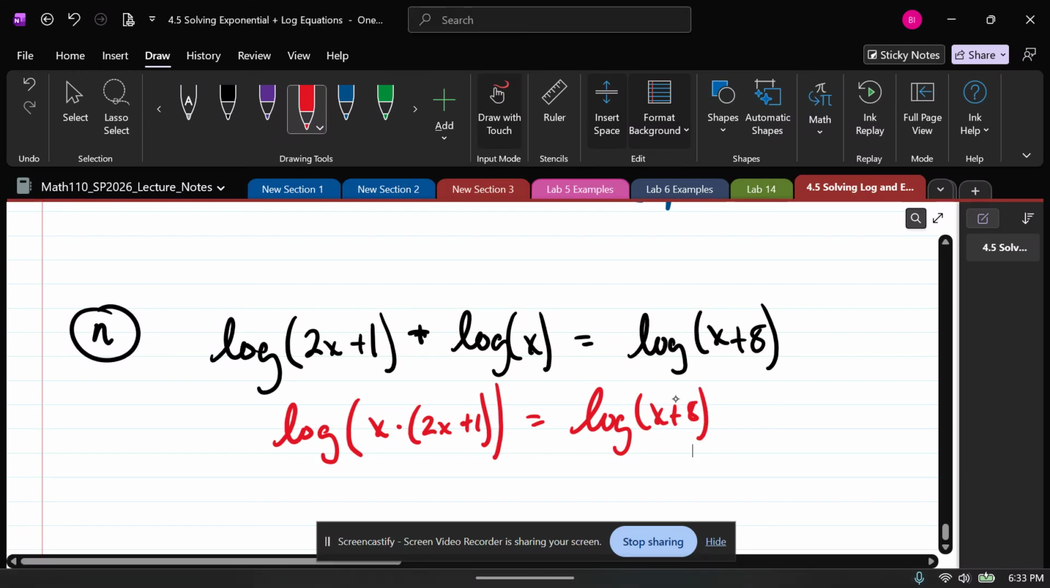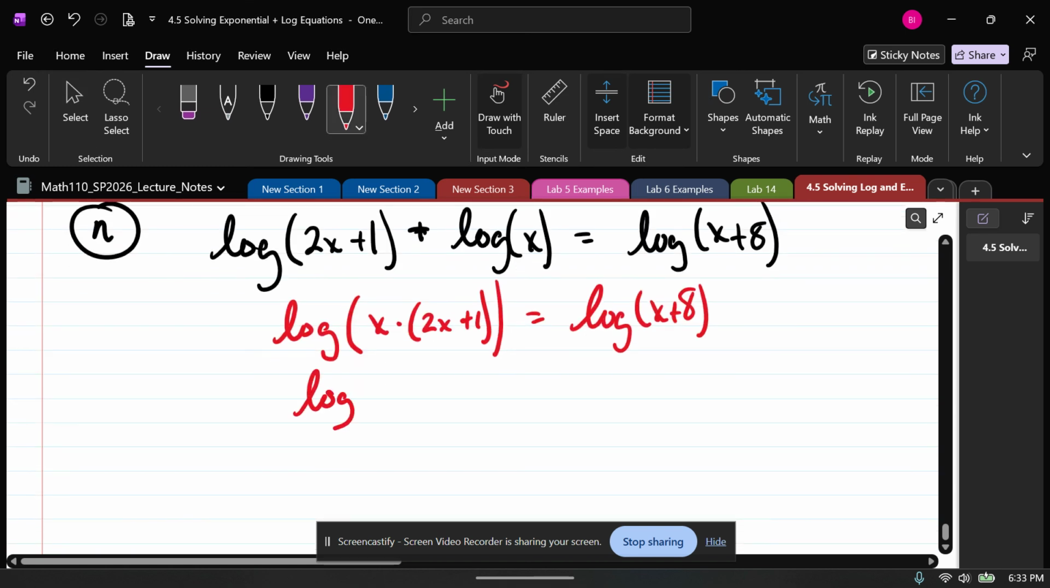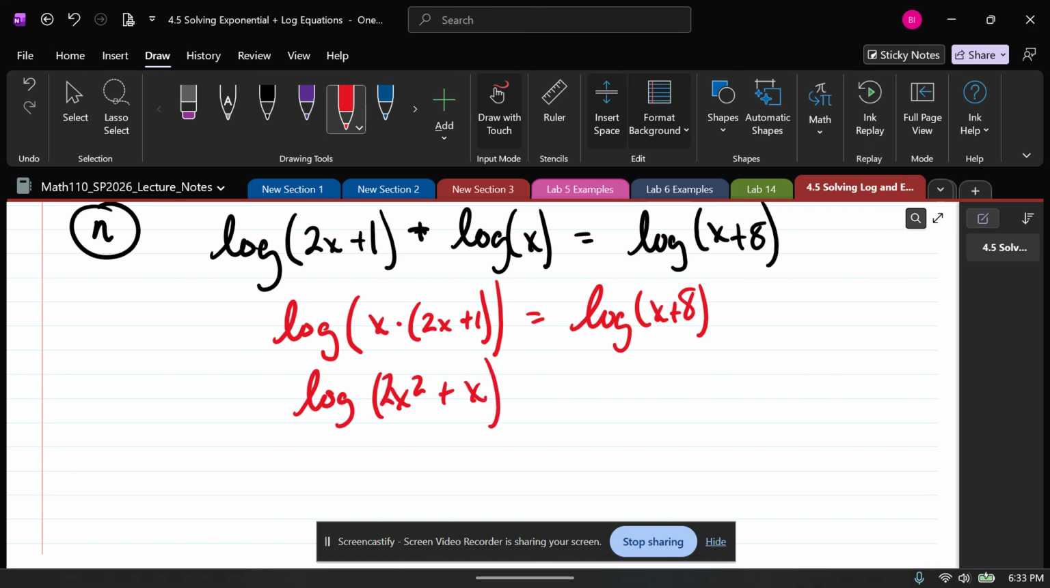That 8 didn't end up looking good there. So that's going to be log of (2x squared plus x) equals log of (x plus 8). Now that's a little bit more like what we just did on example M, because now I have one single log on each side. So I can exponentiate with the base 10 and cancel out those logs.